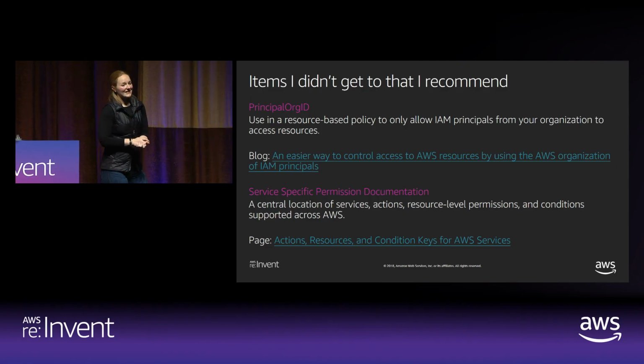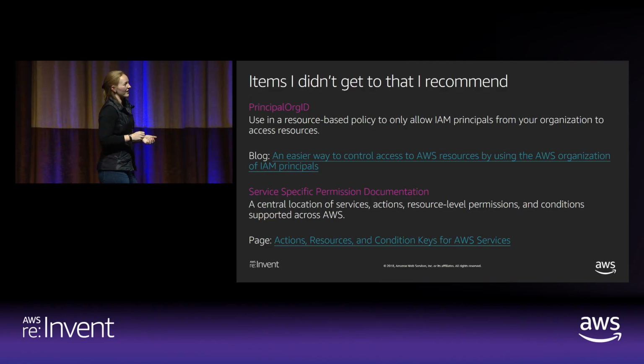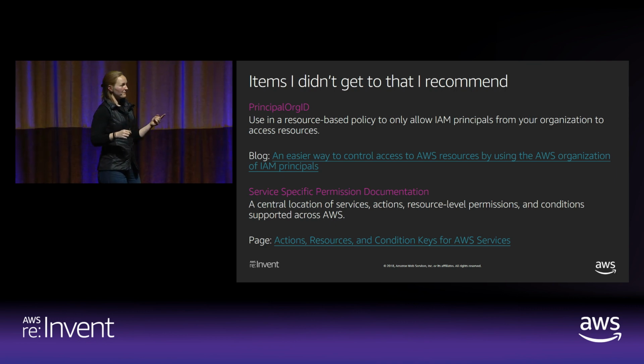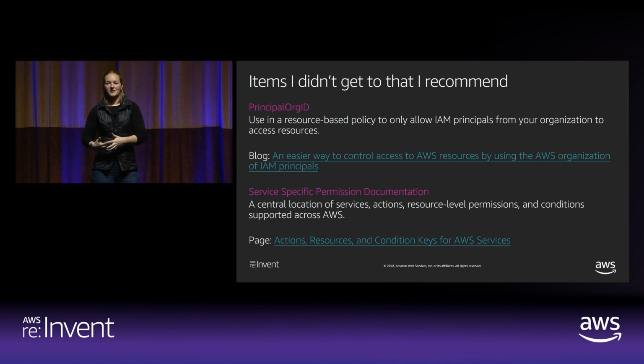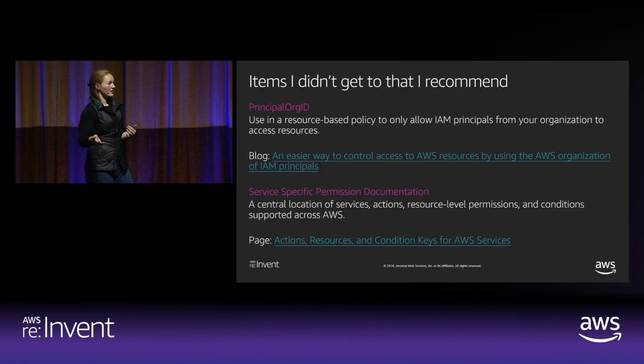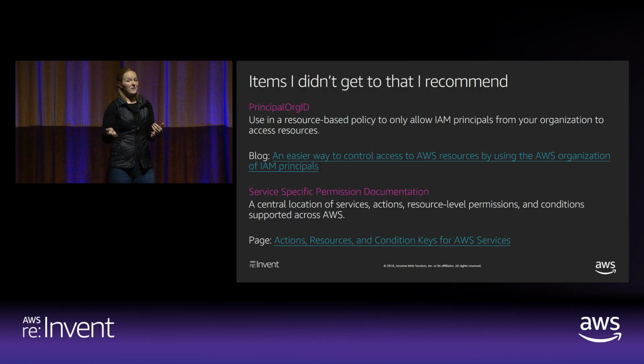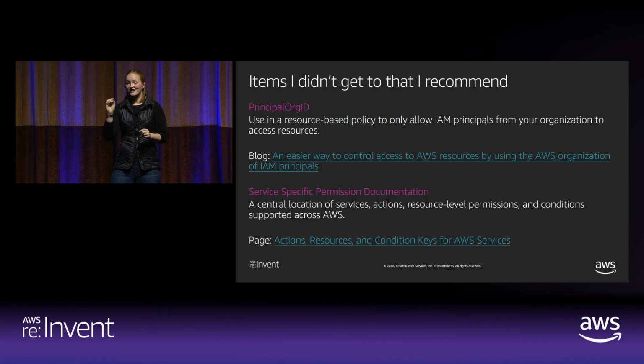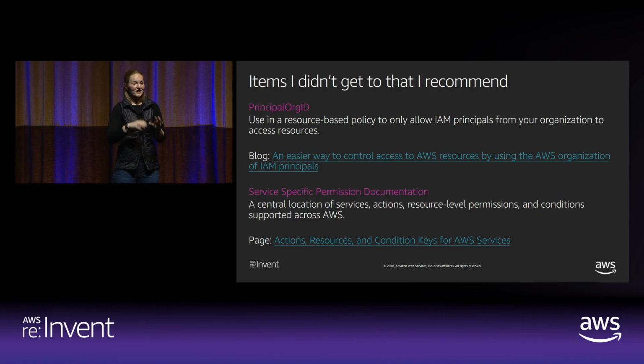These are the things I didn't get to that I would love to have gotten to if I had another few minutes. So principal org ID is a condition. You can use it in a resource-based policy, such as a bucket policy. You can say, hey, deny everyone unless they're from a principal in my organization. Pretty cool. But if you don't do that, one thing you should do is turn on the new bucket control features for lockdown in S3. Prevents your public bucket access.